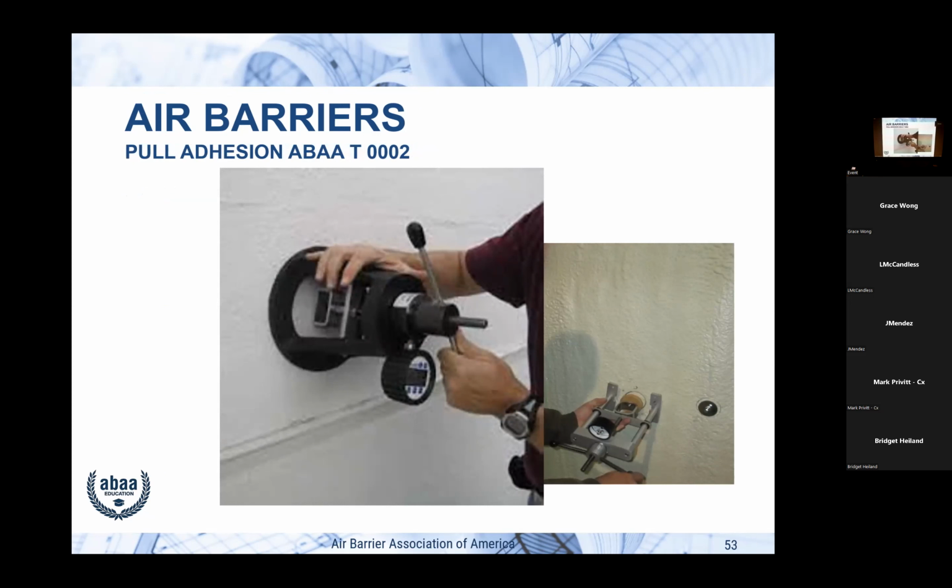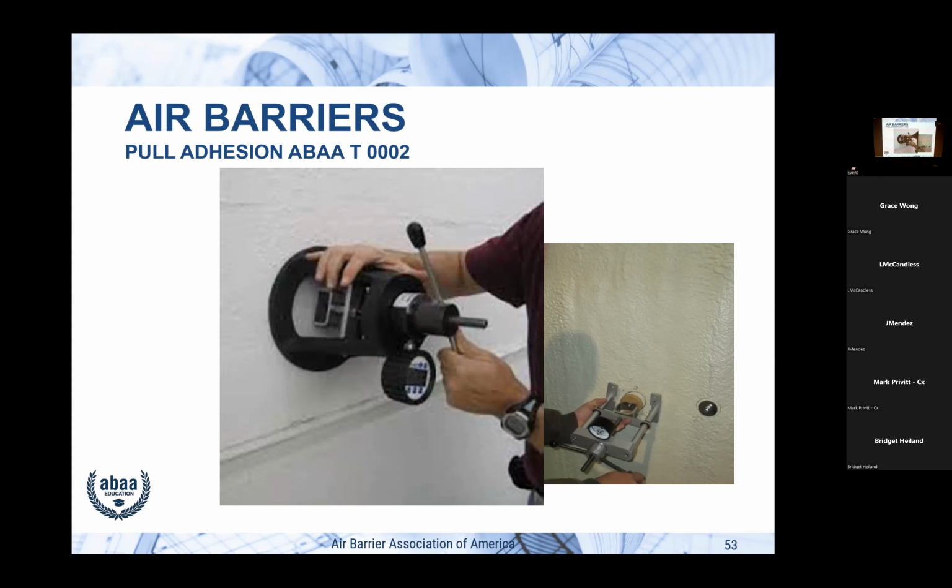We attach the 2 1/4 inch disc to the wall. We separate the material around the 2 1/4 inch disc, so we're only pulling on that. And then we rotate that handle in a nice smooth fashion, and we determine when there is a release.